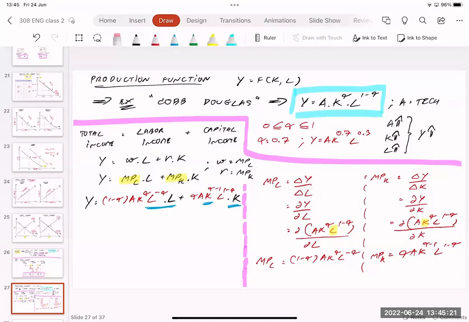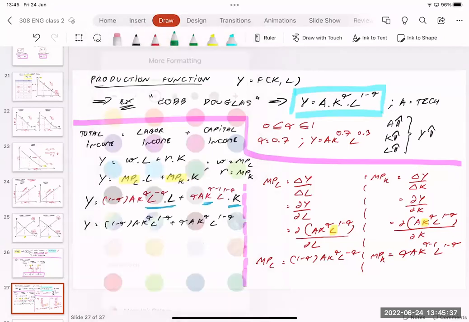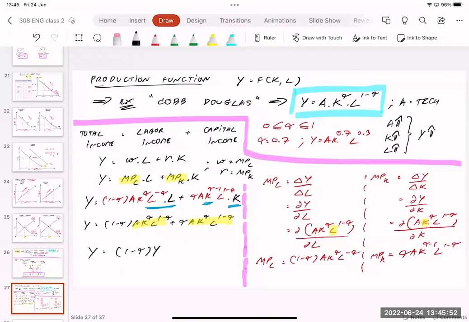Then in the end I get Y equals (1 minus alpha) A K^alpha L^(1 minus alpha) plus alpha A K^alpha L^(1 minus alpha). And here, A K^alpha L^(1 minus alpha), this guy and this guy, actually equal Y. So in the end, I get Y equals (1 minus alpha) multiplied by Y plus alpha Y. This is what I want.